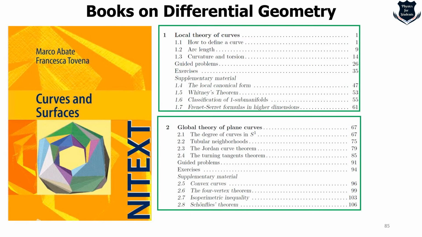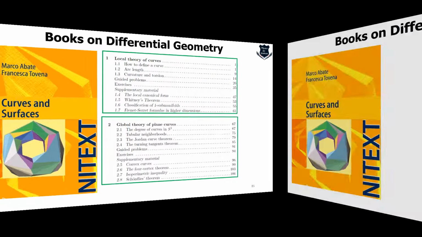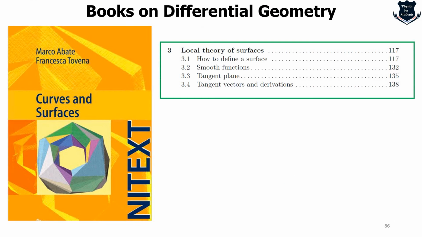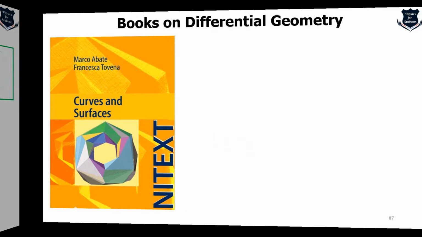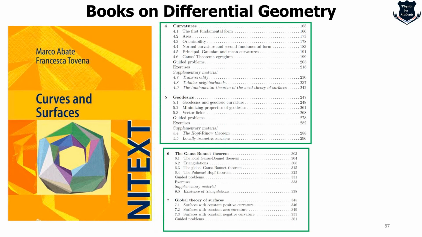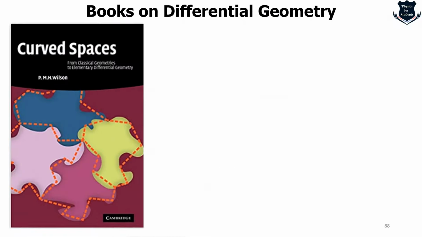The second thing is that you look into the content. It starts with the local theory of curves, which is the first part, and then it takes you ahead. From this it goes into the local theory of surfaces, curvatures, transversality, tubular neighborhoods, and so on. It also covers areas like curvatures. Most importantly, here you see the geodesics, the Gauss-Bonnet theorem, and the global theory of surfaces.